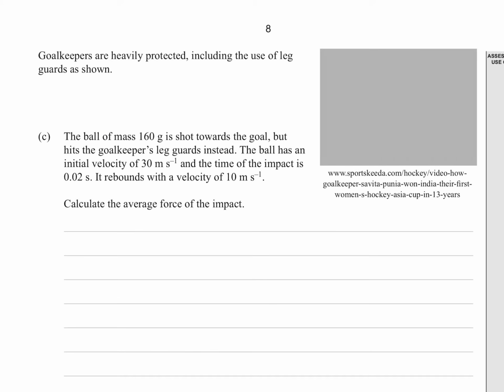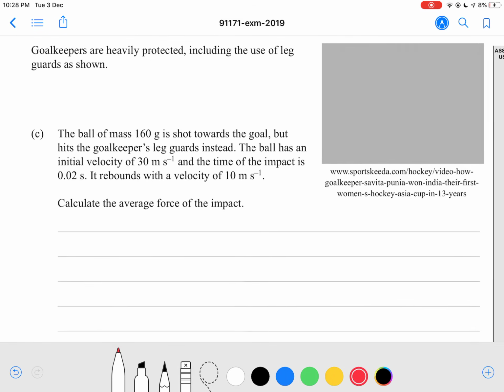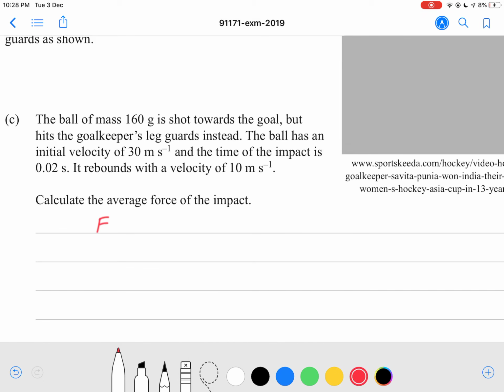Goalkeepers are heavily protected, including the use of leg guards as shown. I can't talk anymore. The ball of mass 160 grams is shot towards the goal, but hits the goalkeeper's leg guards instead. The ball has an initial velocity of 30 meters per second, and the time of the impact is 0.02 seconds. It rebounds with a velocity of 10 meters per second. Calculate the average force of the impact, okay? So we want to find the force.